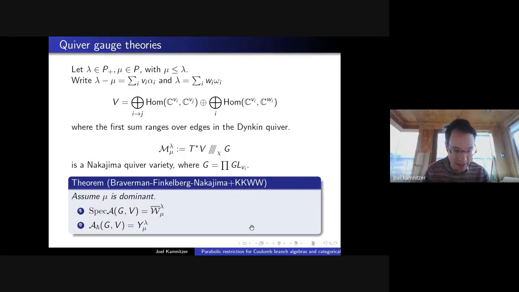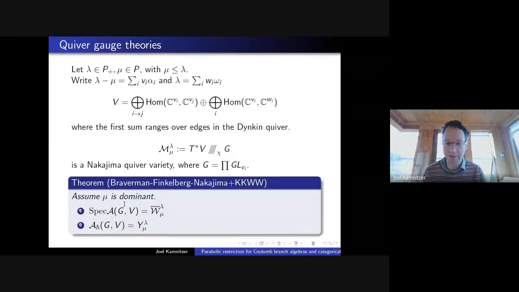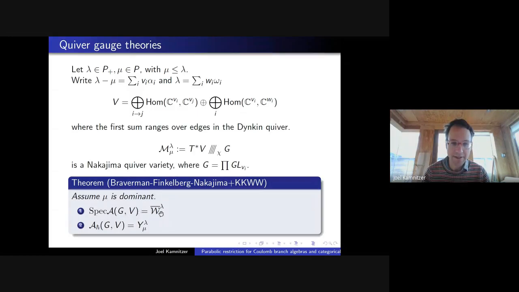It is the following. First of all, we have the assumption that mu is dominant. In the definition here, I don't use that mu is a dominant weight; mu could be any weight. But for my W^lambda_mu at the beginning of the talk to have good properties, I needed mu to be dominant. So for this theorem, I assume mu is dominant, and I obtain that the Coulomb branch, so the spec of this algebra, is the W^lambda_mu I started with, this affine Grassmannian slice.